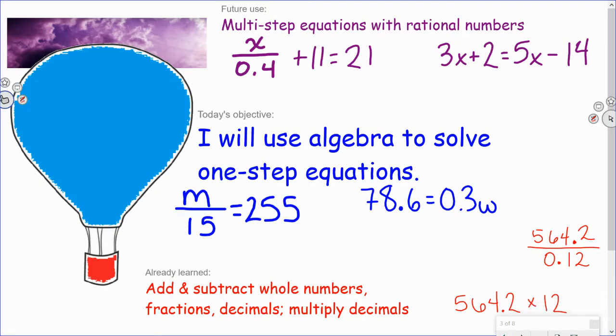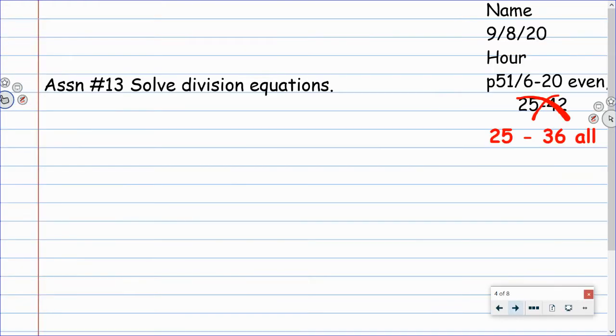Focus for today, as it has been on the previous educational day, I will use algebra to solve one-step equations. Now, we've done multiplication of fractions, decimals, so now we're finding equations with division fractions or multiplication decimals, and of course, moving into more complicated multi-step equations as time goes by. Just wanted you to know where we were, where we are, and where we are heading.